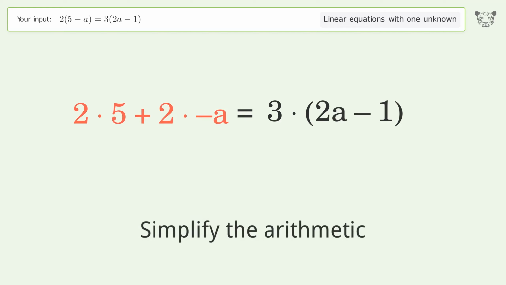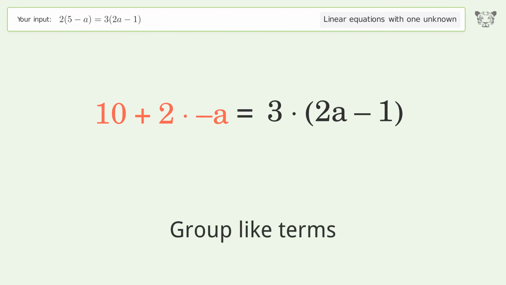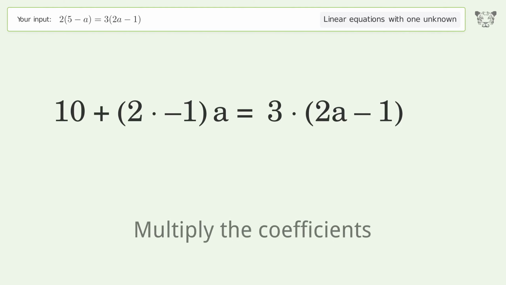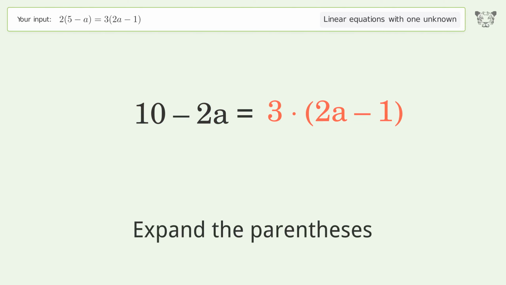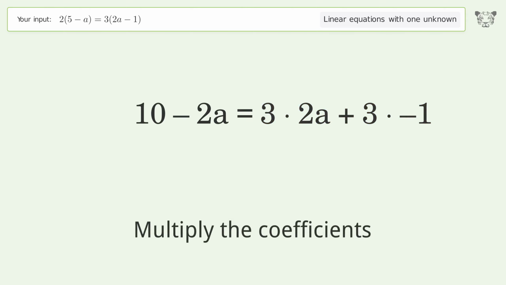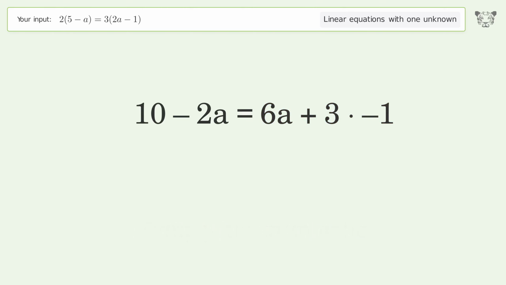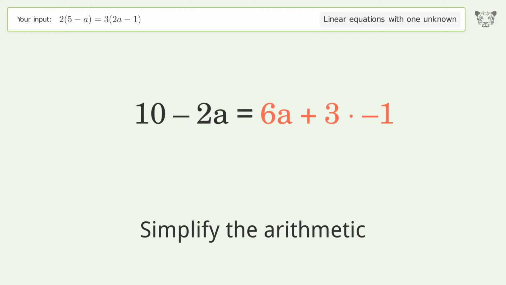Simplify the arithmetic. Group like terms. Multiply the coefficients. Expand the parentheses. Multiply the coefficients. Simplify the arithmetic.